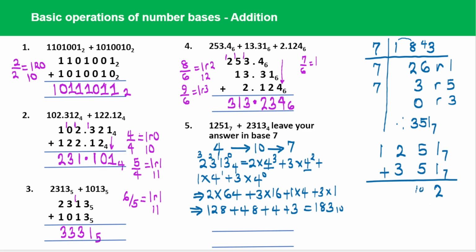We cannot write 10 here because 10 is more than our base. So again we do 10 divided by 7. That's 1 remainder 3. So we write the remainder of 3 and carry the 1. 1 plus 2 is 3. 3 plus 3 is 6. Then 1. So we have 1632 base 7. Therefore our answer is 1632 base 7.